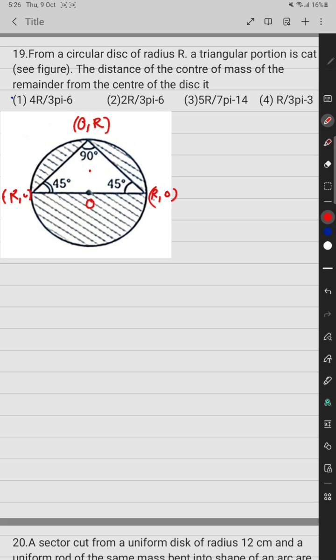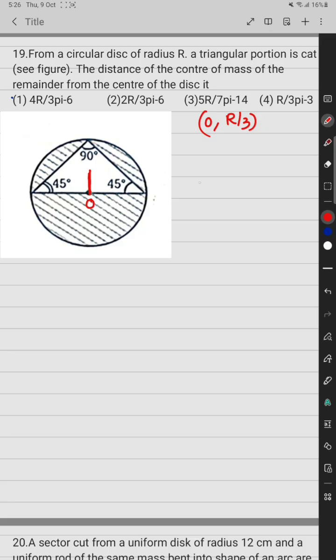So what is the centroid of the triangular plate? The centroid of the triangular plate is at 0 comma r by 3. So what is the height of the centroid of the triangular plate? It is 0 comma r by 3. And anyway, the y axis is the symmetric axis here.